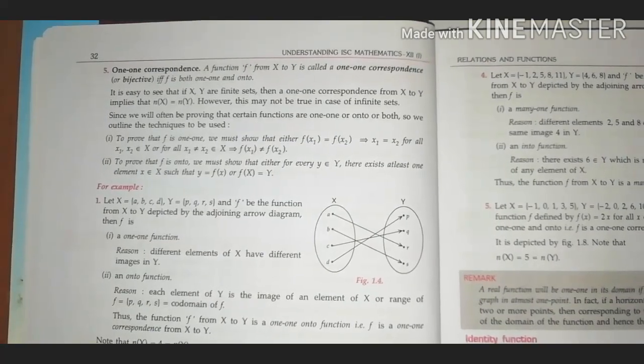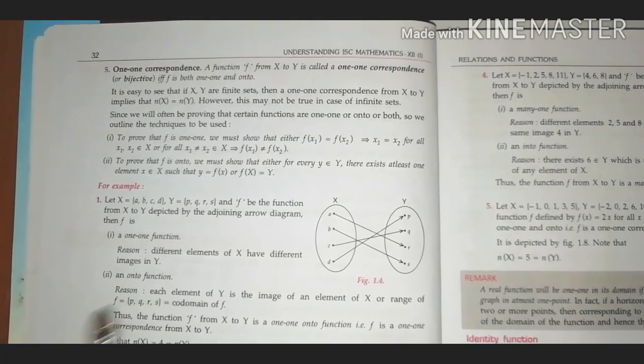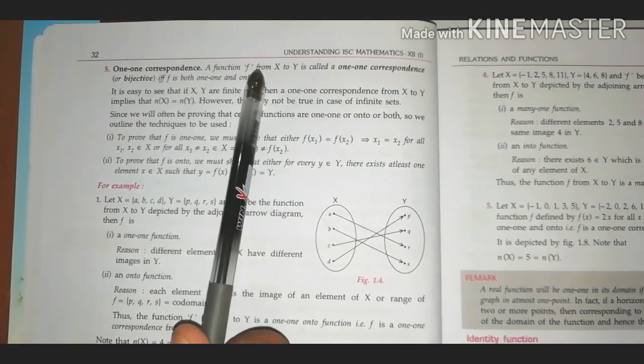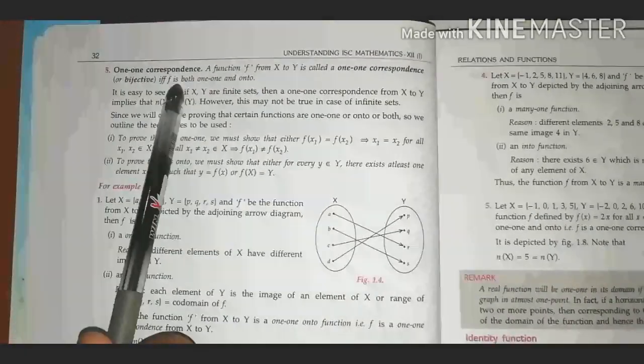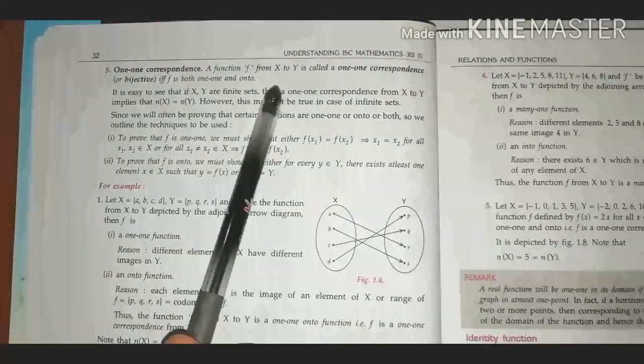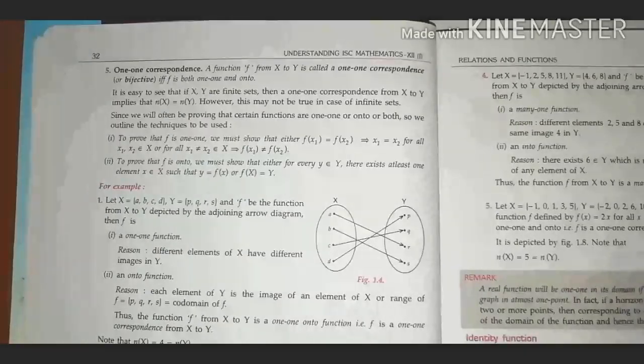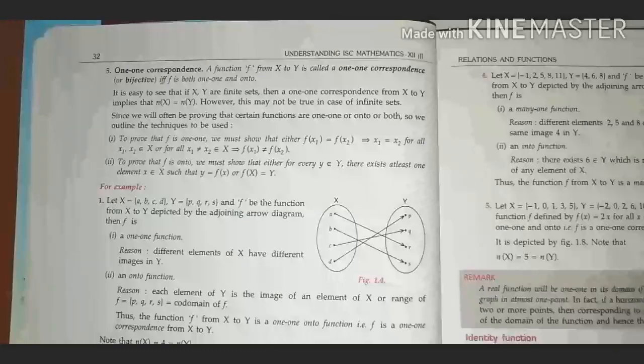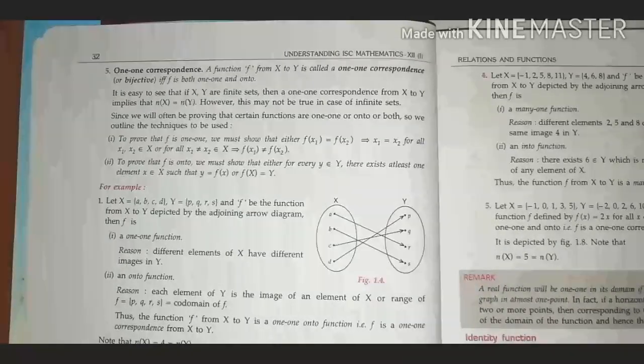Next thing, it is one-one correspondence, otherwise bijective. Its definition: a function f from X to Y is called one-one correspondence or bijective if and only if it is one-one and onto. That is, if a function is one-one and onto, then we can say it is bijective.